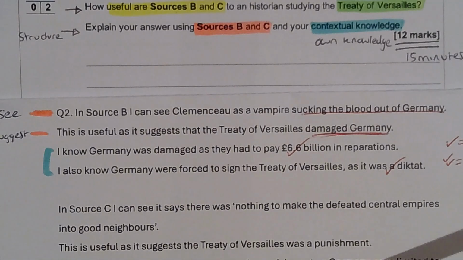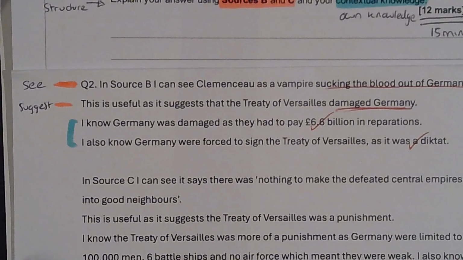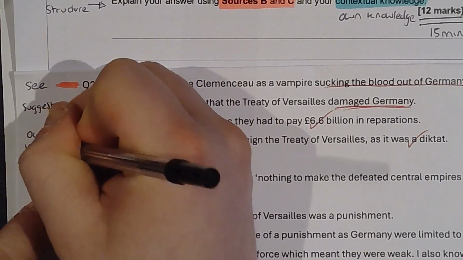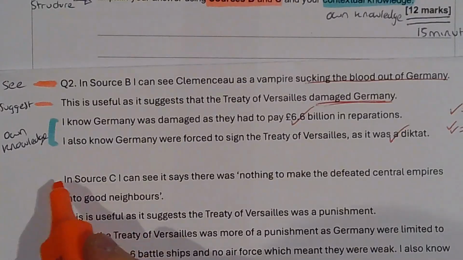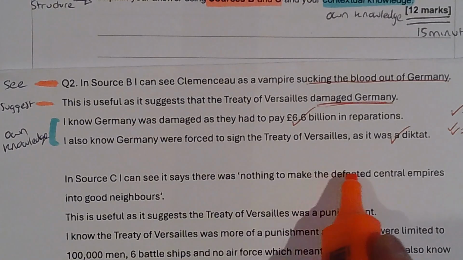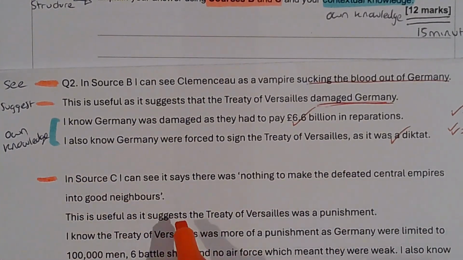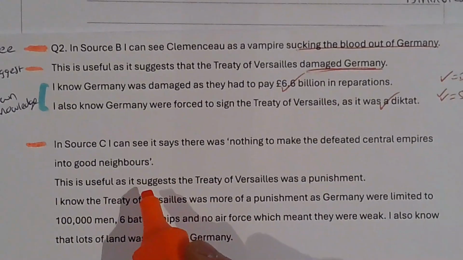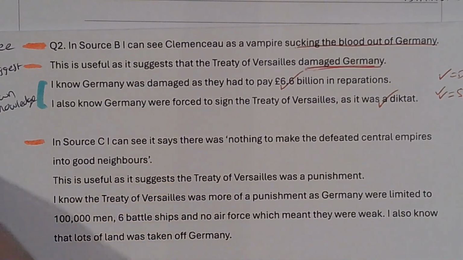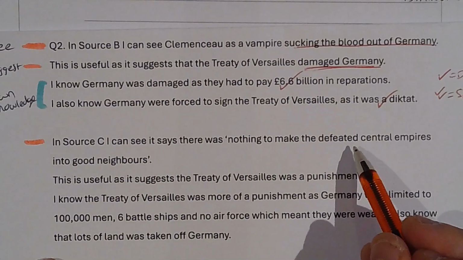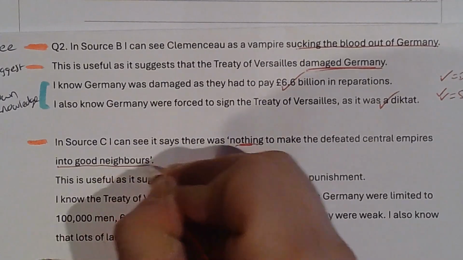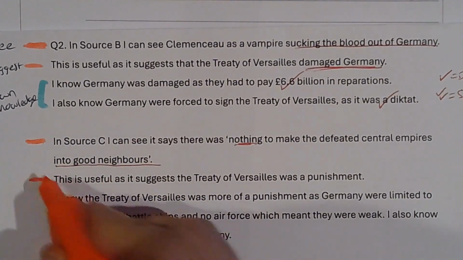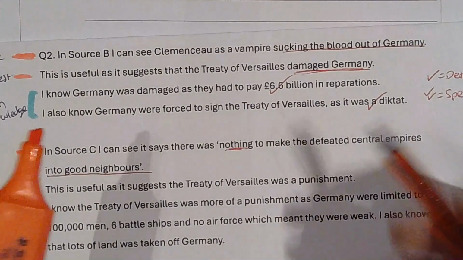To move on to the next part, you would do the same for source C, and you will see a similar structure. I will have said what I can see. So in source C, it says there was nothing to make the defeated Central Empires into good neighbours. Why is that useful about the Treaty of Versailles? Well, I'm going to underline the fact that it's talking about the defeated Central Empires, nothing to make them into good neighbours. So it suggests that it's a punishment. So this is useful. It suggests the Treaty of Versailles was a punishment. I'm going to underline punishment.